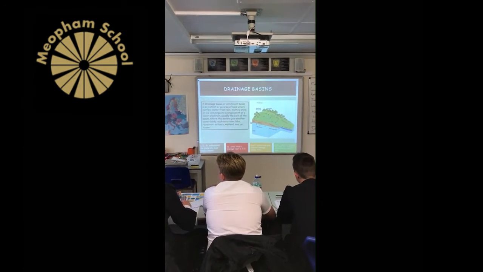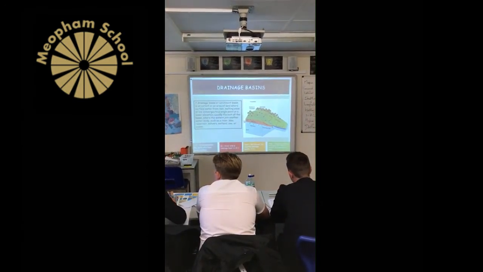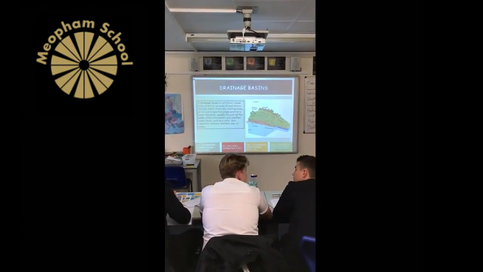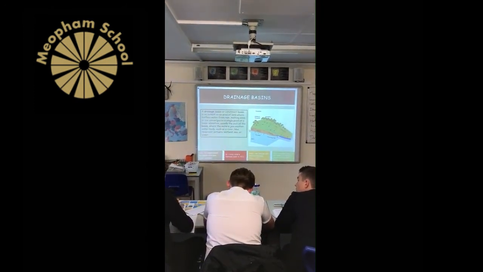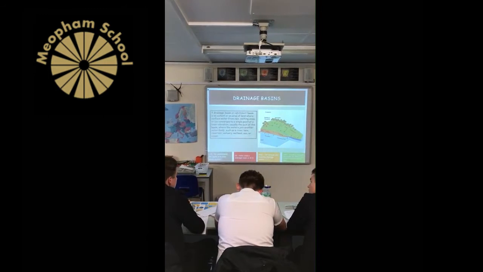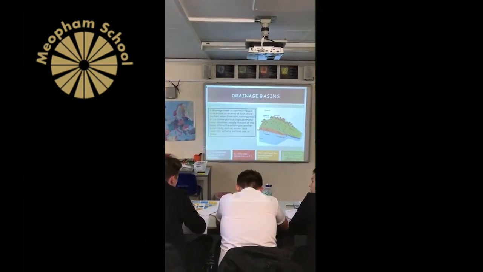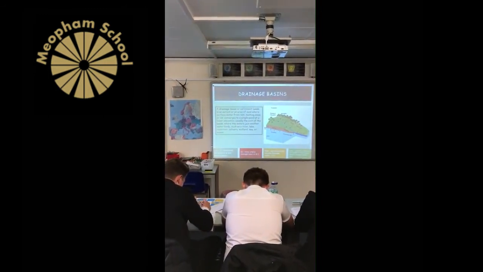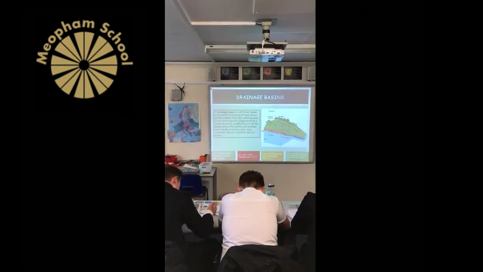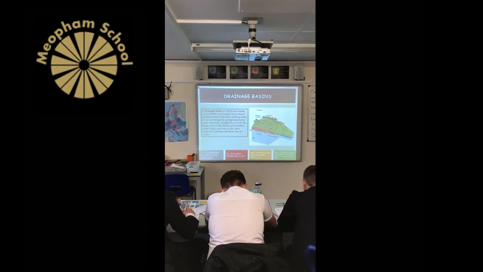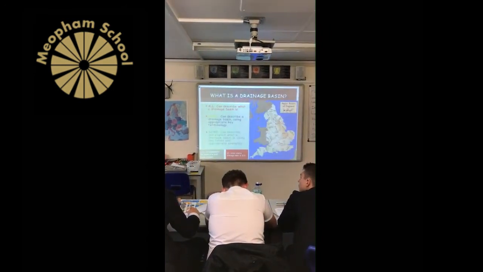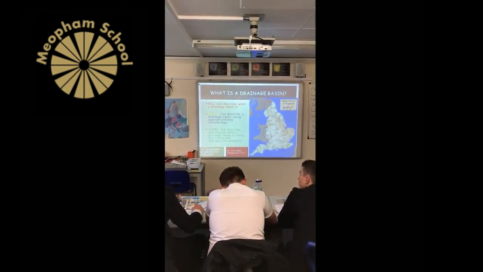If we think of the river being a plug, and the sink being the basin itself, if we were to pull the plug out of the sink when we've got a basin full of water, all the water's going to flow down the plug. So the drainage basin is basically the area of land drained by a particular river. That's a more simple way of explaining what a drainage basin is. We'll look at a few shortly.